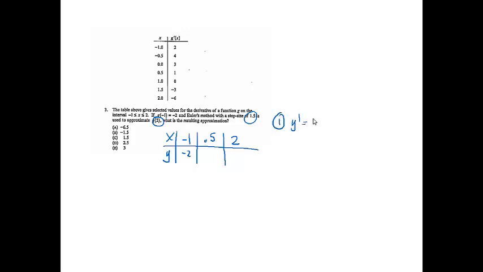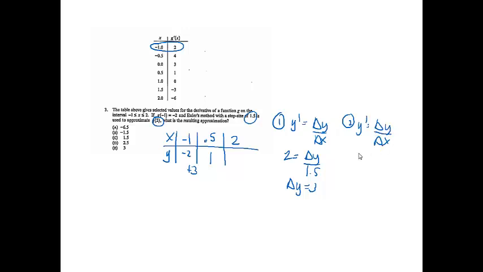We'll have y prime is equal to delta y over delta x. To get y prime in this case, we are just looking for the derivative at x equals negative 1, and the derivative at x equals negative 1 is 2. So I'm going to have 2 is equal to delta y over the change in x, which is 1.5. Cross multiply, we'll get delta y equals 3. So I will add 3 to my y value, and that will give me 1.